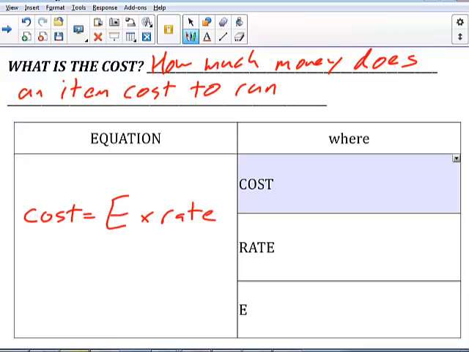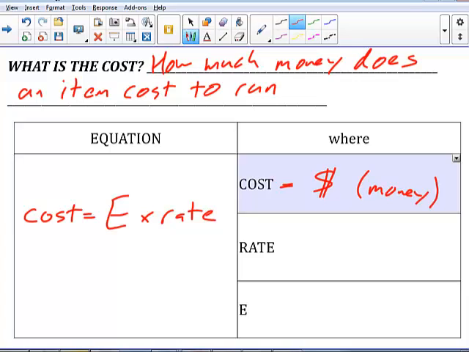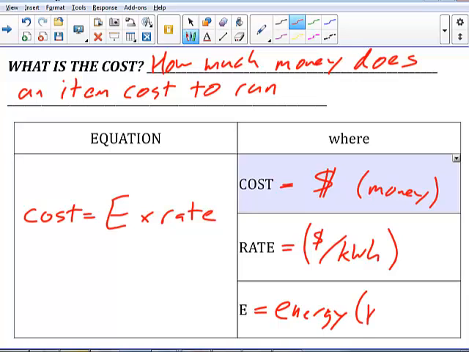So cost we measure in dollars. Now the rate, this is measured in dollars per kilowatt hour. So how much does the energy cost we get from our local power provider? And E stands for energy. And as we learned previously, that's measured in kilowatt hours.